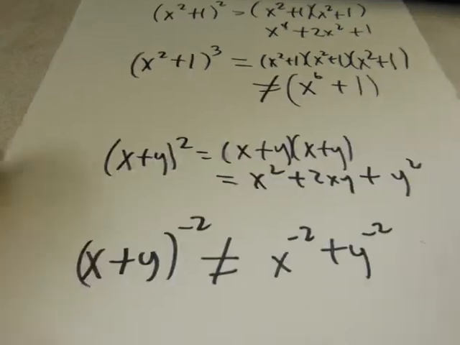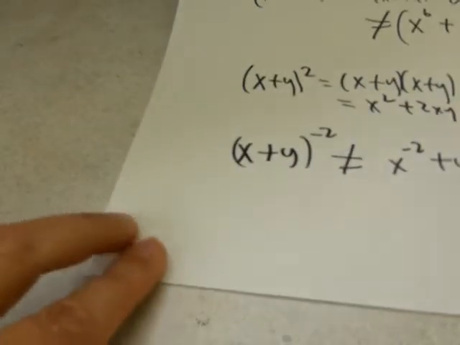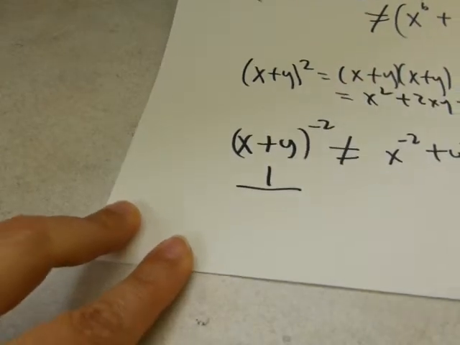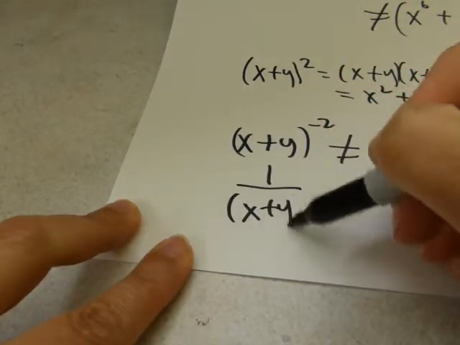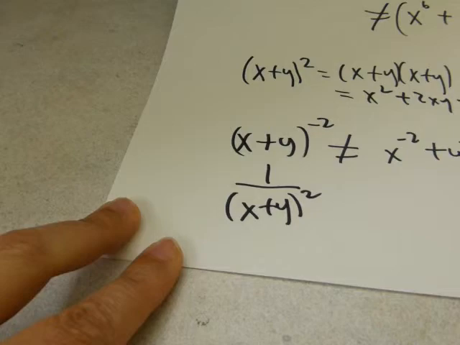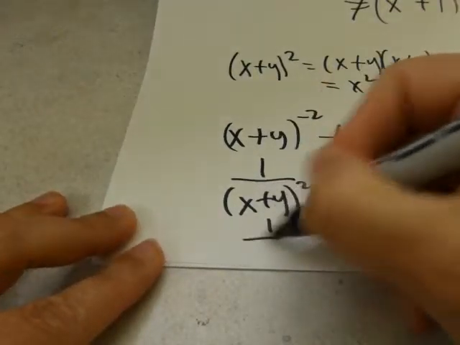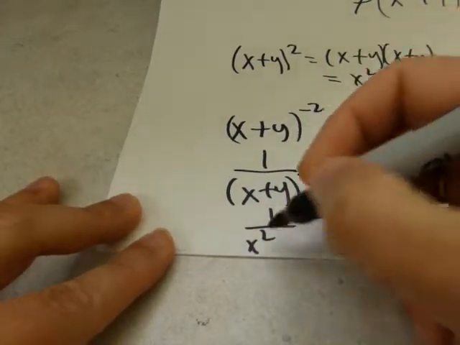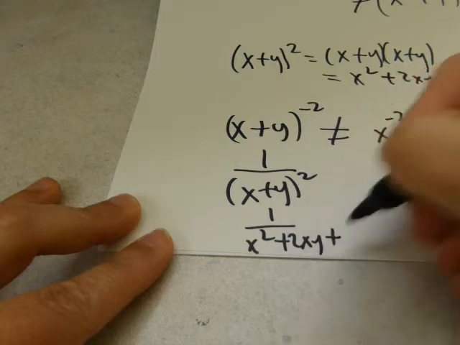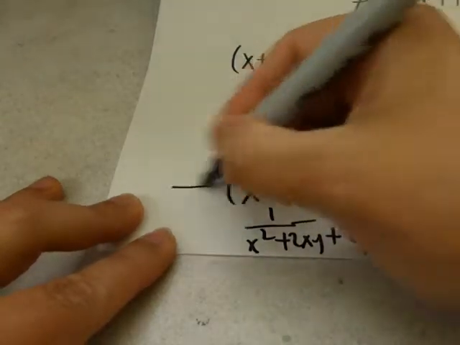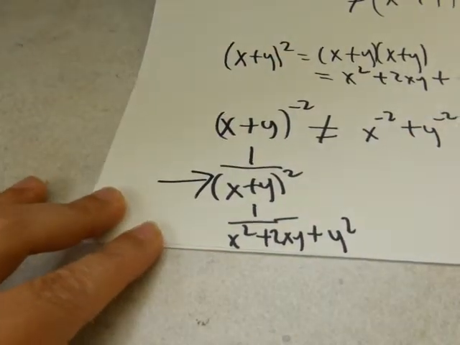Check it out. The only thing that that is equivalent to is 1 over (x plus y) squared. Now if you want to FOIL at the bottom of that, you can. You could say it's 1 over x squared plus 2xy plus y squared. I myself would leave it like that, but you could FOIL it out.